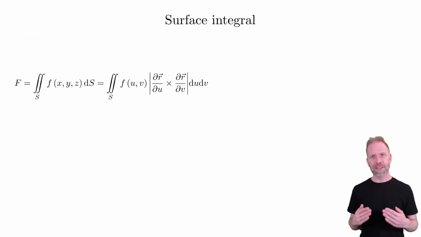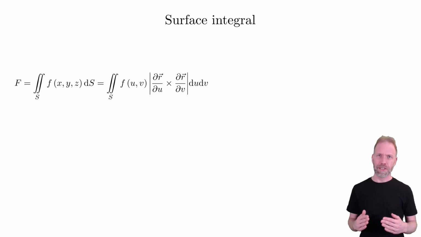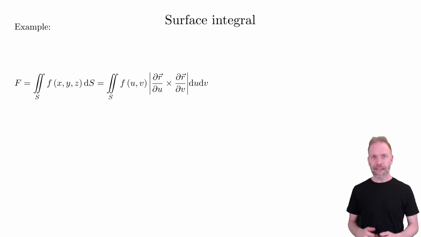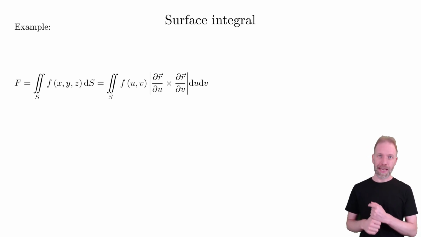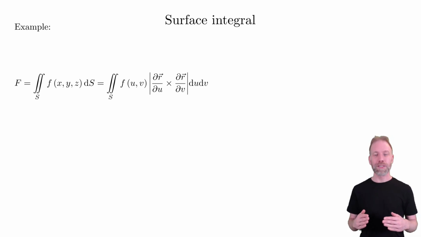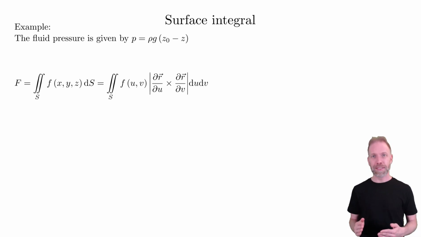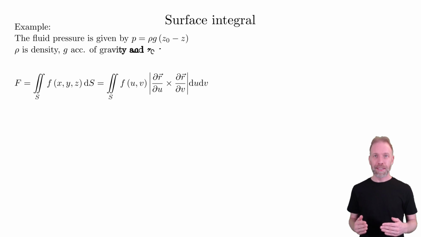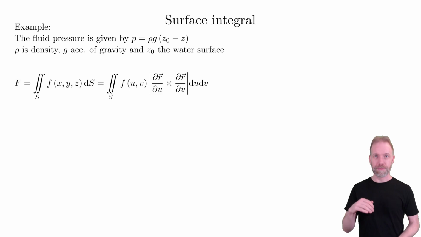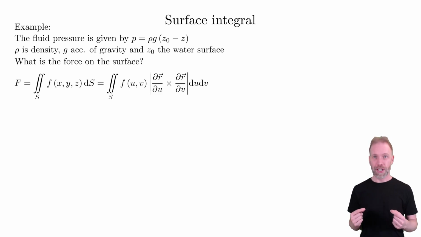Let us move on to another case and study how we can include the direction of the surface. In the next example, which comes from fluid mechanics, we are going to calculate the force due to pressure. The hydrostatic pressure is given by the density ρ times the acceleration of gravity g times the depth below the water surface. What is the force on a surface submerged in the fluid?